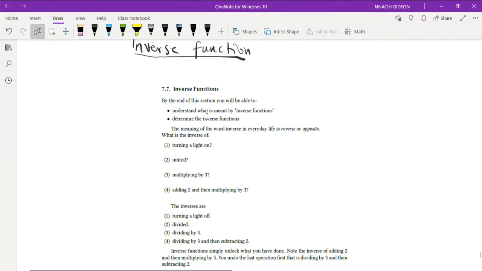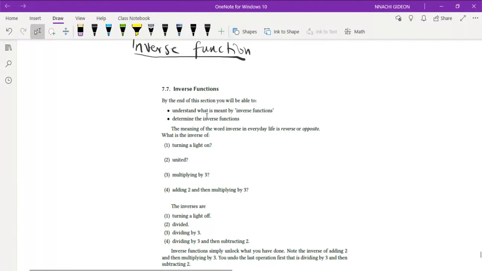So for a quick one, what we actually mean is that in everyday life we do reverse or we do opposite. You do something, you can redo it. You can decide to call your friend and say, I'm taking back that word.